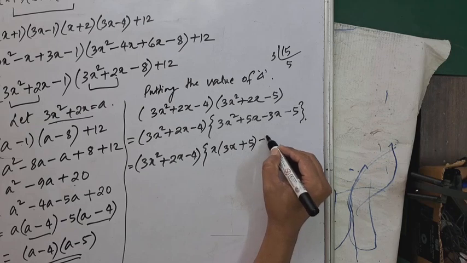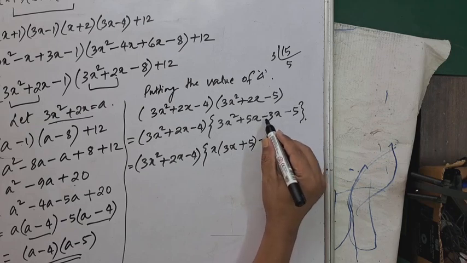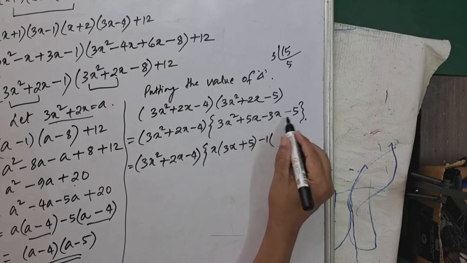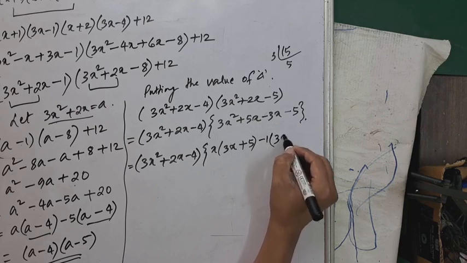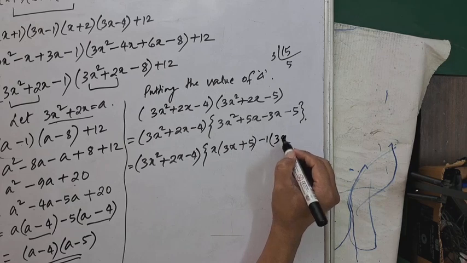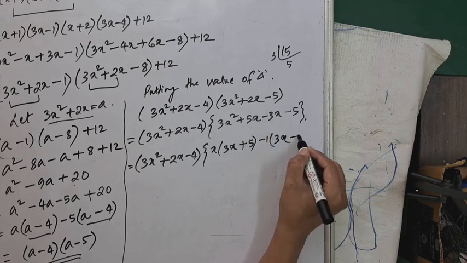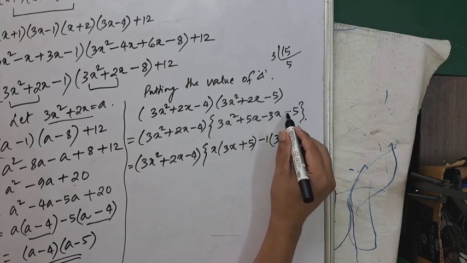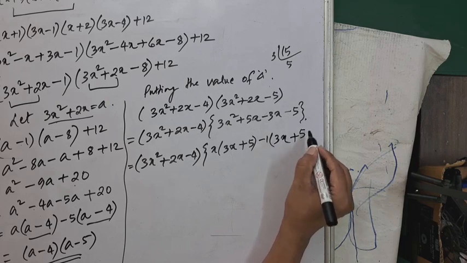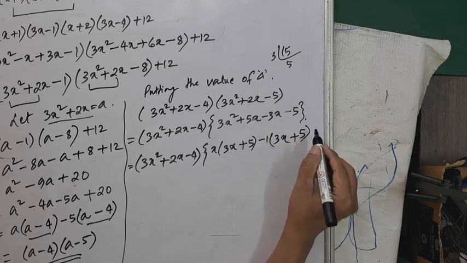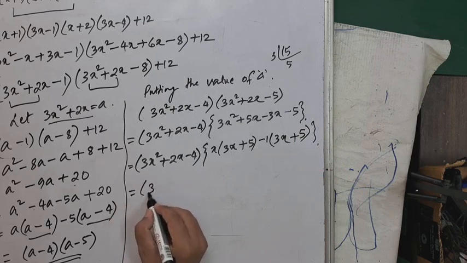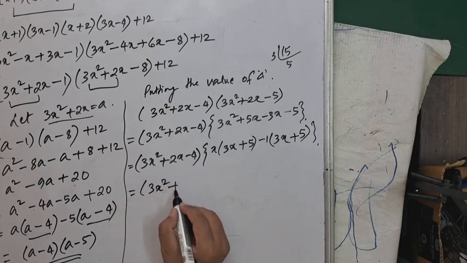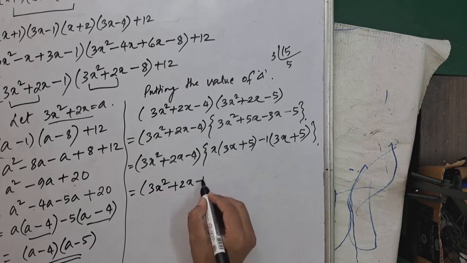From these two terms we do not have any number common. So we take minus 1 as common, because we have minus here. So we take minus, and no common means we take 1 as common. Okay. So 1 into 3x is 3x. Minus into plus is minus, 1 into 5 is 5. This we copy as it is, 3x square plus 2x minus 4.